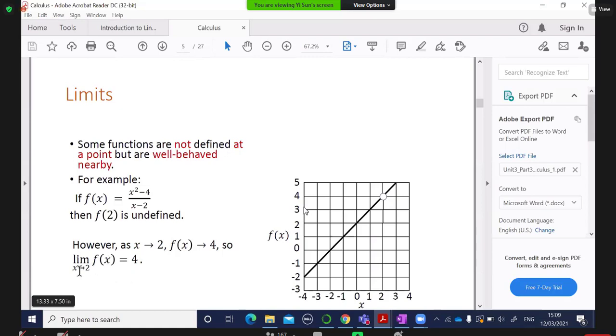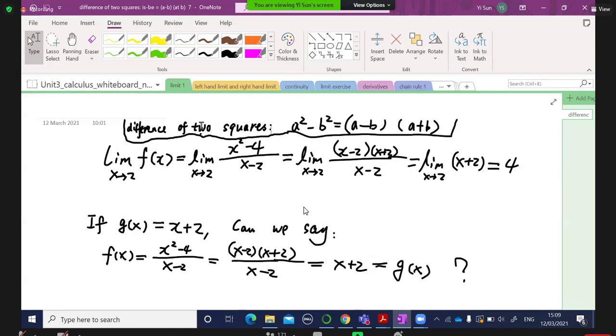This means here, when x is near 2, but not equal to 2, the value of this function is near to 4. So how near? As near as your heart desires. Okay, so let's have a look at here. Let me ask you, that is the function we have just already seen.